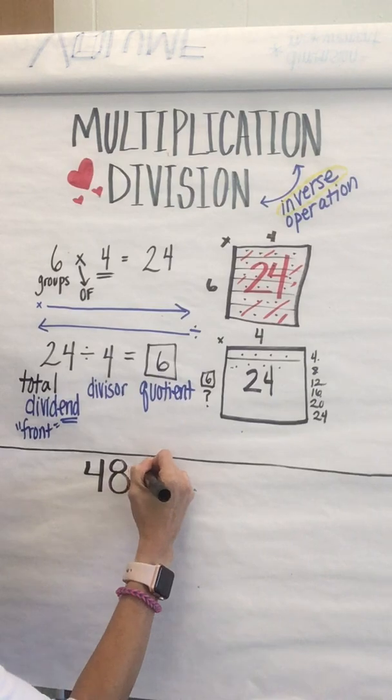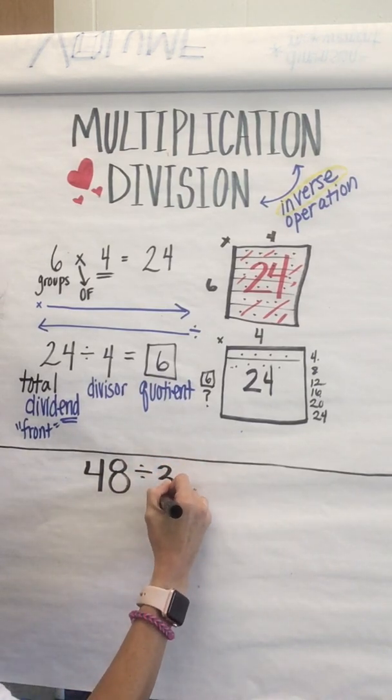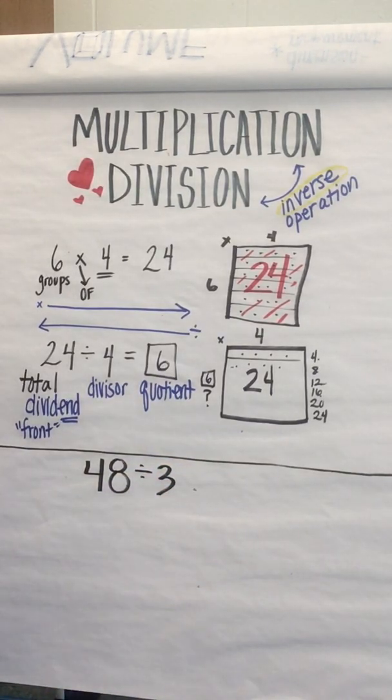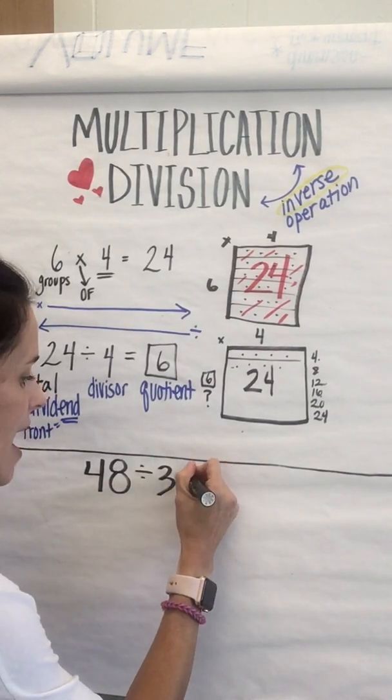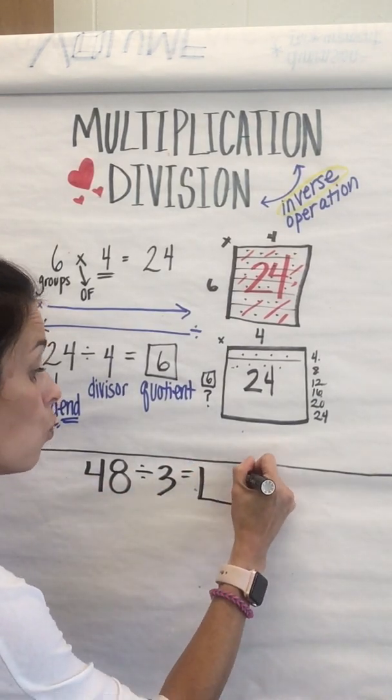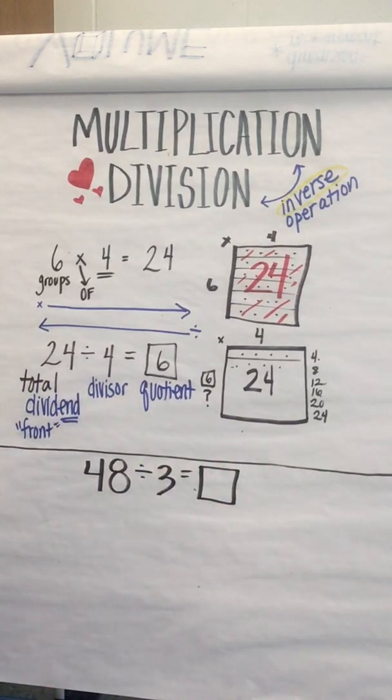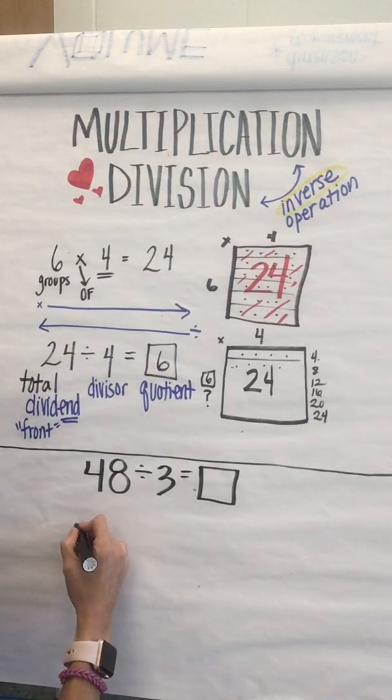48 divided by 3. So not a basic fact, okay? We can go up higher than this eventually, but just step it up one notch. Okay, 48 divided by 3. So we've got the dividend, we've got the divisor, and we're looking for the quotient. So starting to use that vocabulary. Okay, so I'm gonna look at an area model to help me.